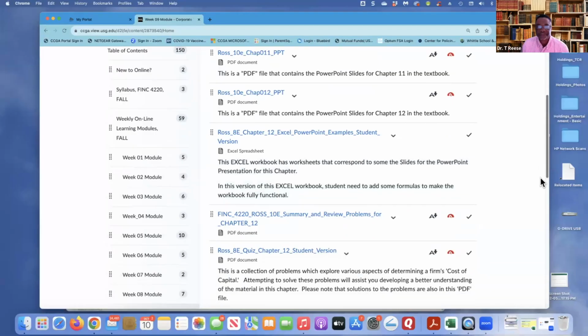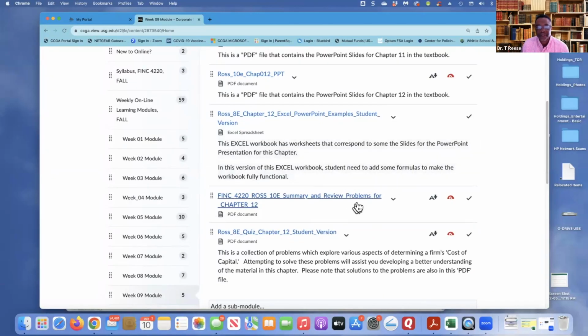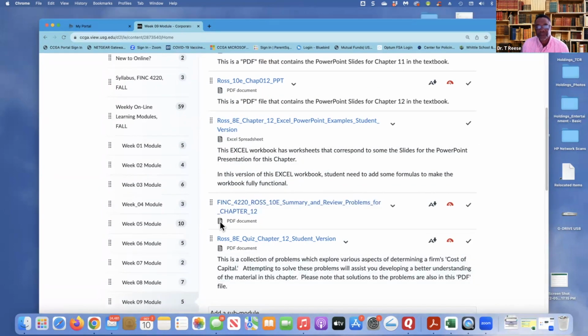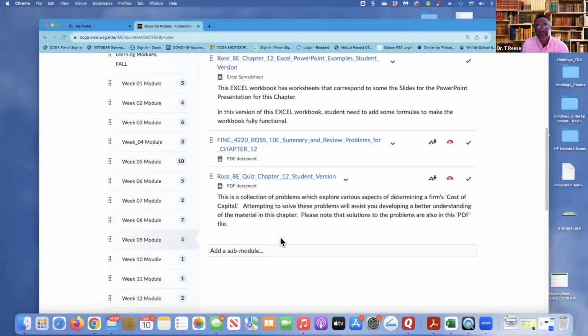In addition to that, I have curated a set of problems, review problems for chapter 12, along with the answers, I should note. And this will give you an idea of what sort of questions you should be able to answer if you have a good control over this material. Now, this is a very short little summary review item from the end of the chapter. Here's a more extensive set of problems that I've put together that help you understand how a firm goes about determining its cost of capital and the various elements that go into that.